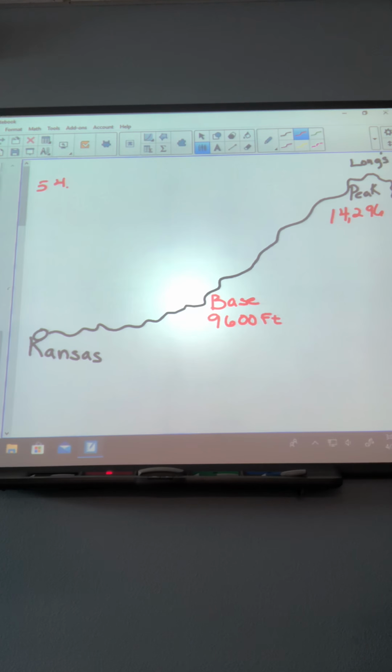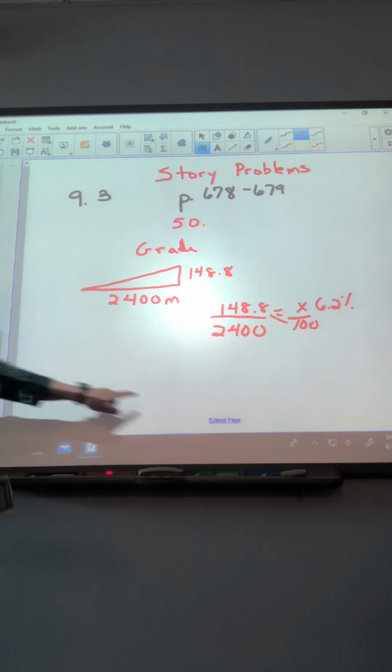So the next one is actually 52. So 52 says, constructing stairs. Carpenters use slope when designing and building stairs. Public buildings normally include steps with 6-inch risers and 11-inch treads. Find the grade of such a stairway.